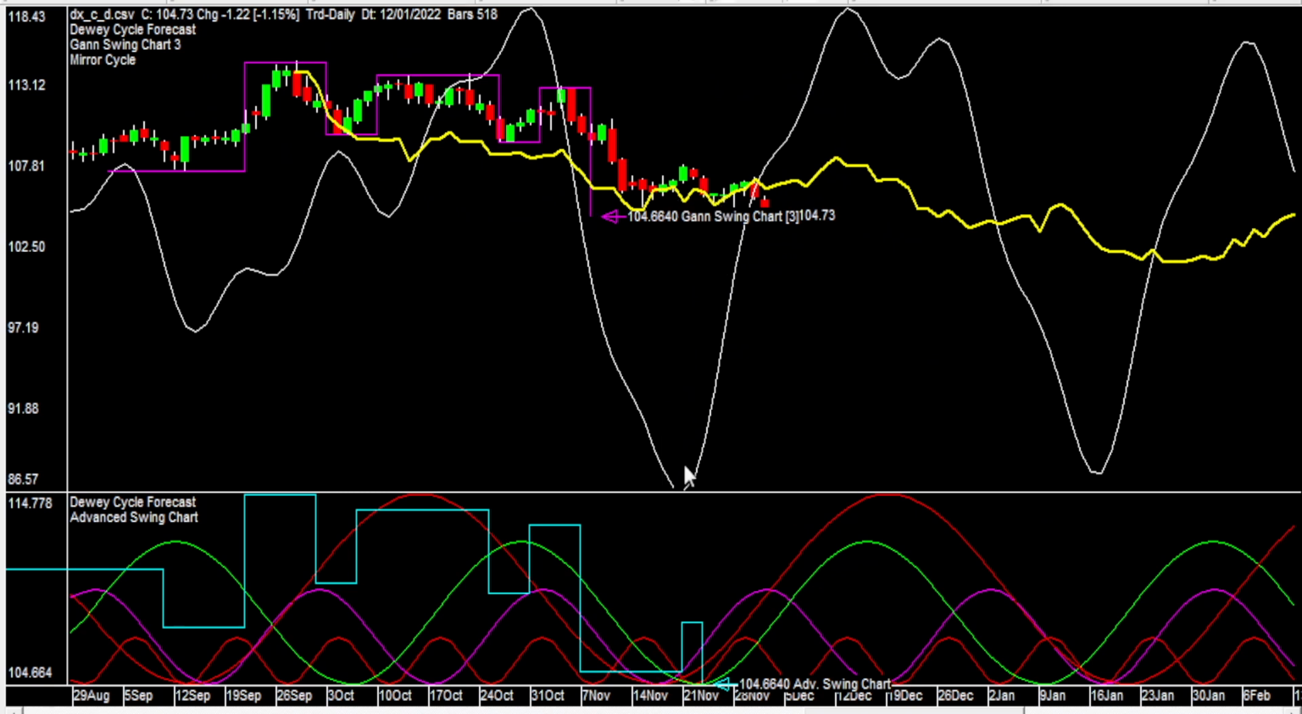Although the advanced swing, Gann swing, and the advanced swing are negative, the Dewey cycles are now pointing up. So it'll be interesting to see if we'll get a bounce or like a little retrace here. But it all remains to be seen. Let's go to the other clip and see what we could extract there.